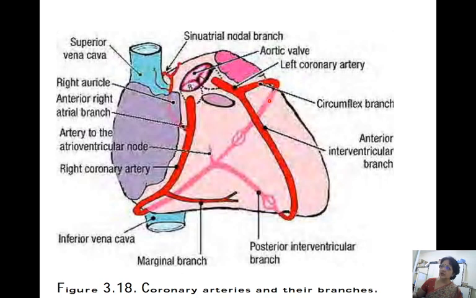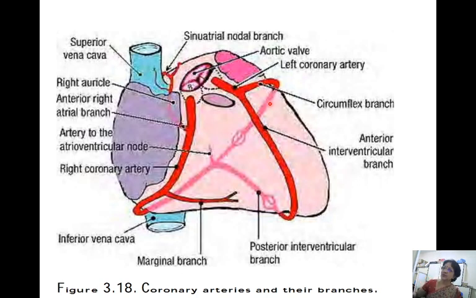This circumflex goes behind and terminally anastomoses with the posterior interventricular artery. One diagram covers most of it.